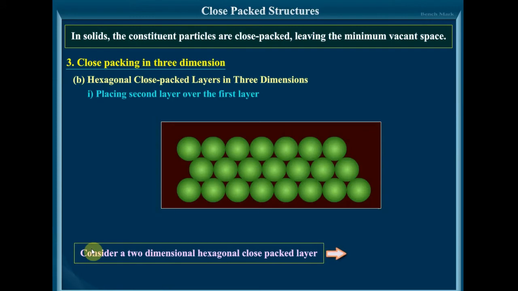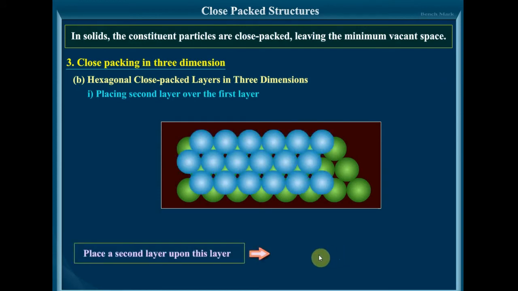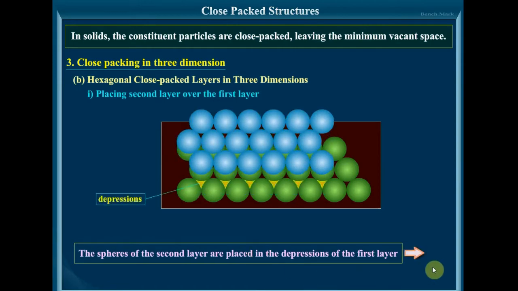Here the layers are placed in the depressions of the first layer, as we had mentioned earlier, you'll be remembering that. Here, placing the second layer, the first is the green ball shown here, and the second layer is colored blue. The blue is placed on the depressions of the first layer, or spaces in the first layer. It is not placed one above the other. It is not aligned with the first layer. The spheres of the second layer are placed in the depressions of the first layer, and that is why we are saying this is a more efficient type of packing.